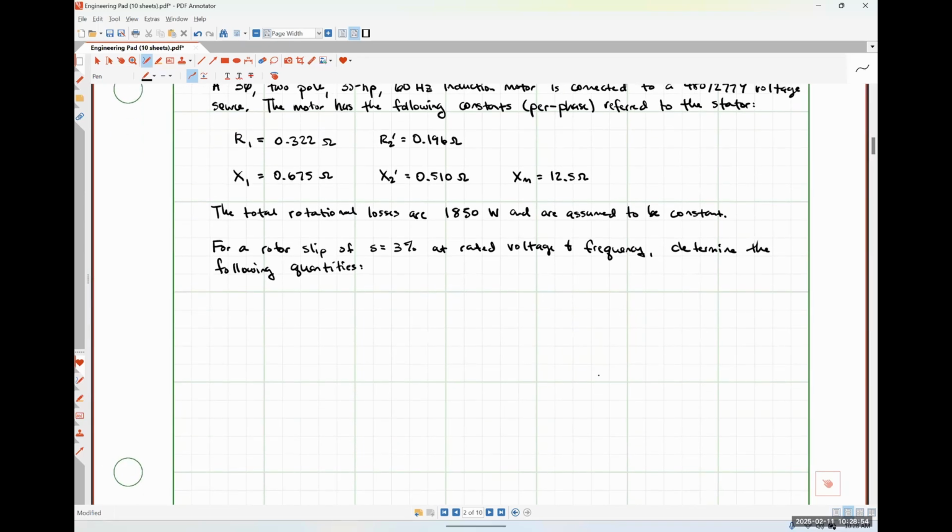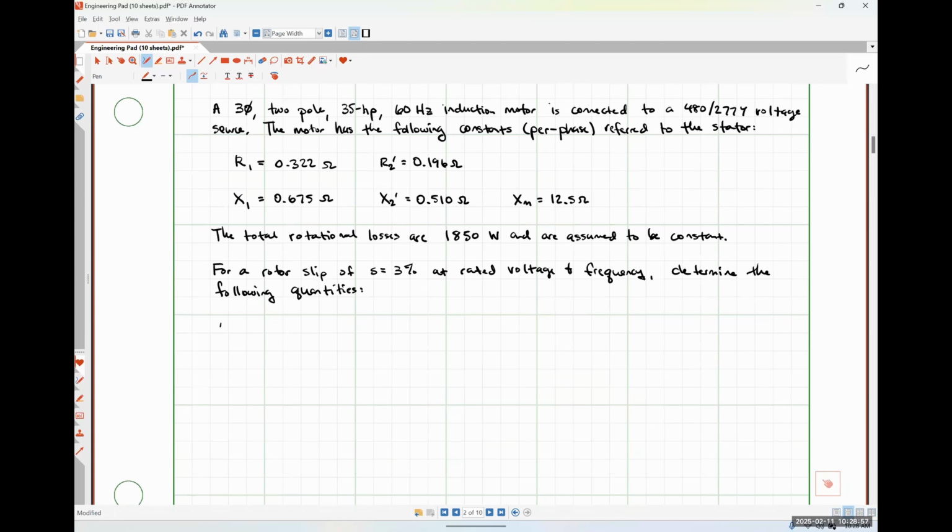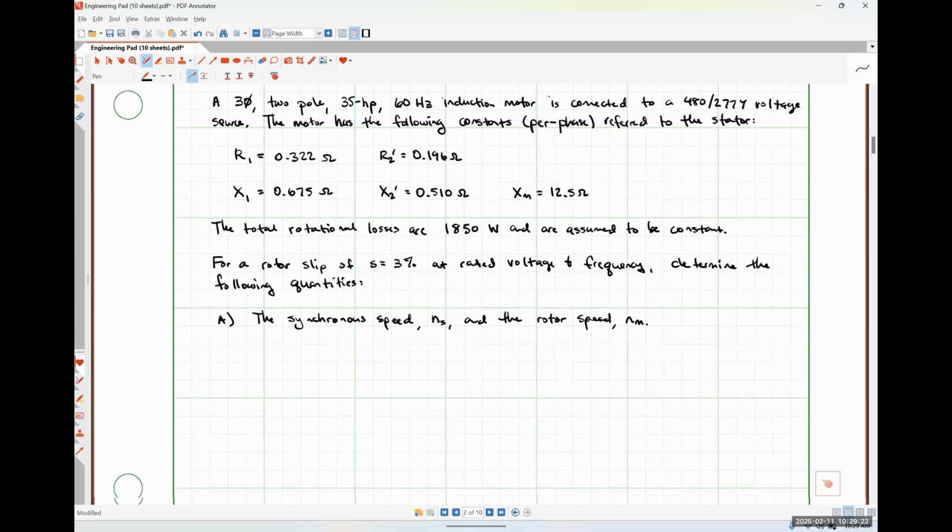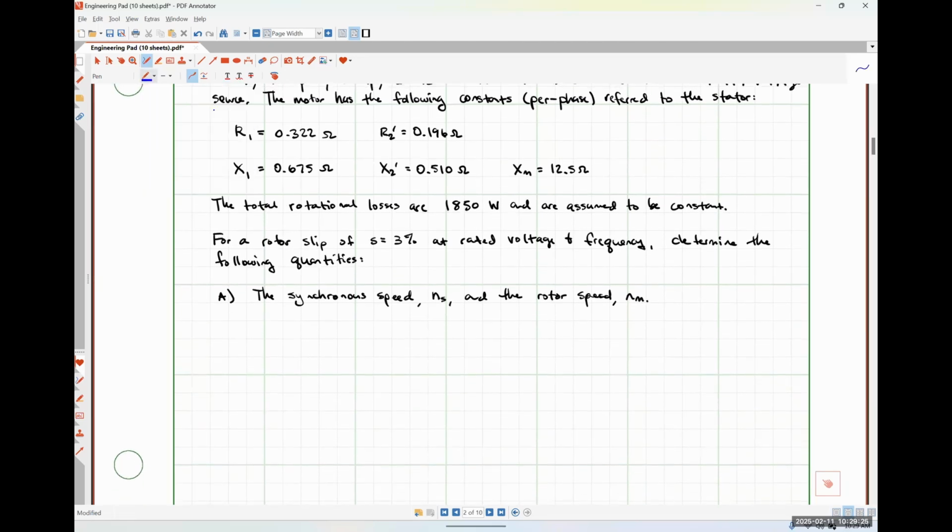Okay. So the first thing that I want us to find is the synchronous speed, ns, and the rotor speed, nm. So anybody have any thoughts on how we might determine either of those things?